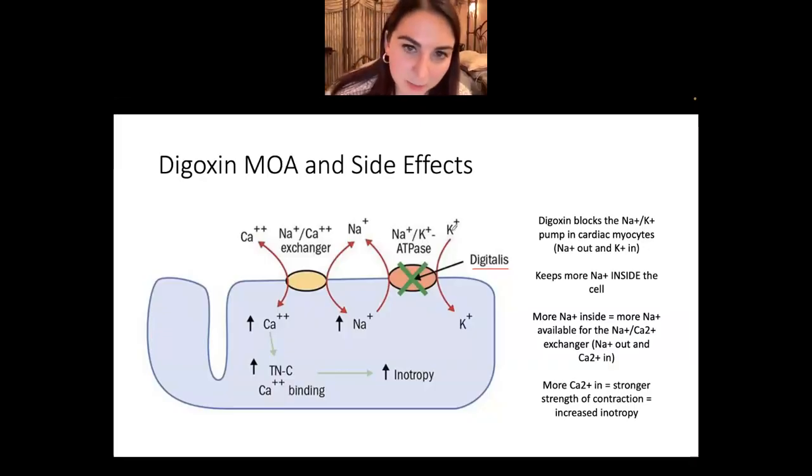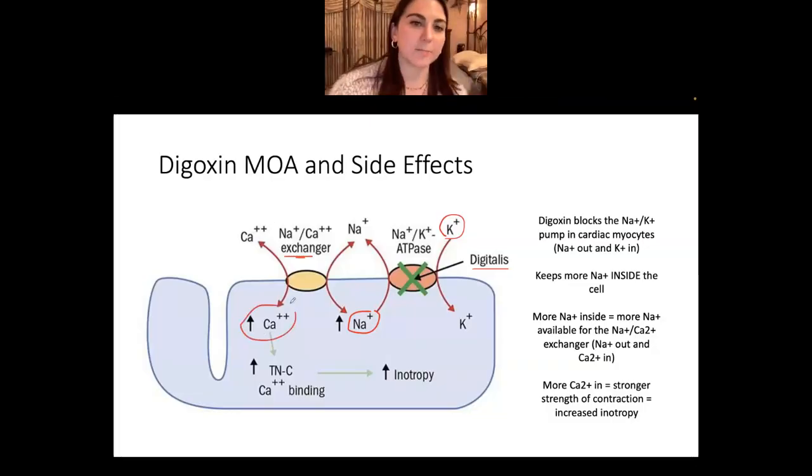By blocking this pump, instead of bringing potassium in and sodium out, now potassium stays out here and sodium stays in here because this pump's not working. You're not getting that exchange. If sodium stays here, more of it is now available for this exchanger, the sodium calcium exchanger. The sodium calcium exchanger takes the sodium from inside the cell, pumps it out, and then takes the calcium from outside the cell and pumps it in.